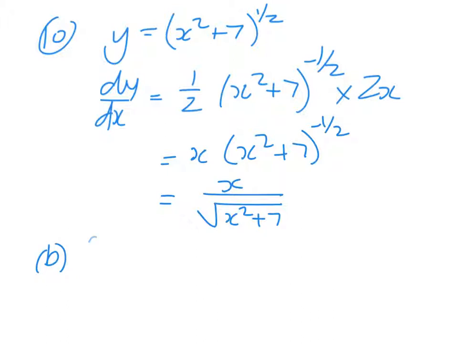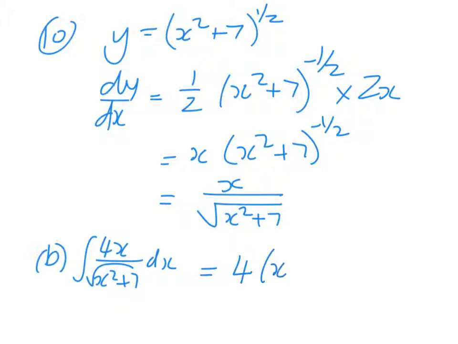Part B of the question asks us to integrate 4x over root x squared plus 7 dx. Now we know that the differential of x squared plus 7 to the half is x over root x squared plus 7. Here we've got 4x, so it's only 4 times bigger, and therefore your answer is going to be 4 times bigger. So if I go backwards, my answer is going to be 4 lots of what I started with, x squared plus 7 to the half, and then add on my c.